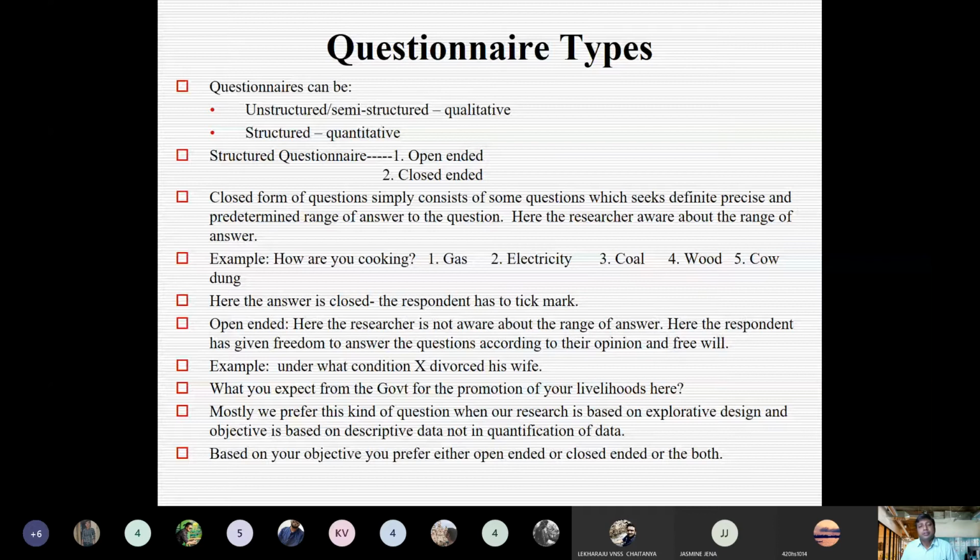Here I can ask, in a very open-ended question, under what condition did you divorce your wife? What made you do it? So it will be more narration. The person, suppose X, will narrate what the circumstances were and what forced him to divorce his wife. Get my point? So here the researcher is not compelling the respondents within certain barriers with certain options.